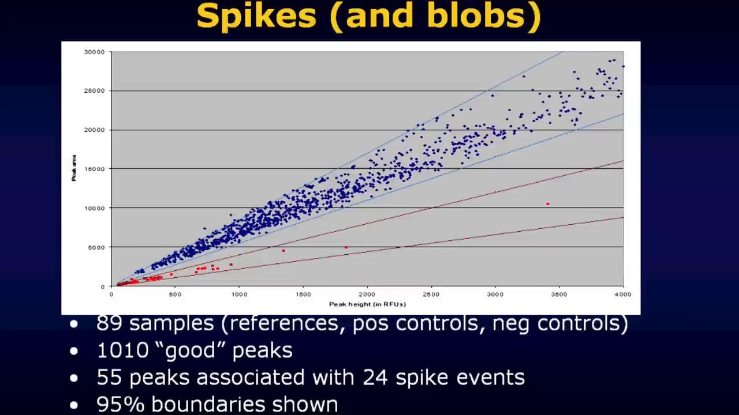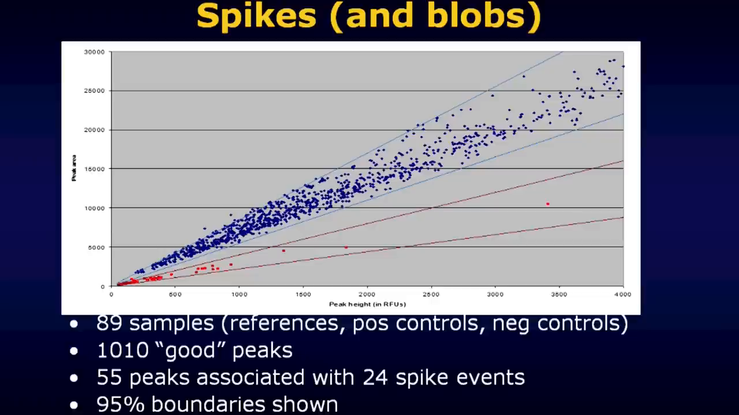Very simply, a spike is a peak that you see in an electropherogram that is simply too tall and skinny relative to what we would expect for a typical peak. Typical peaks have a sort of expected range of height to area or height to width ratios. If a peak is very narrow and tall, that is an indication that it's a spike. If a peak, in contrast, is short and squat, that is an indication that we're talking about a blob.